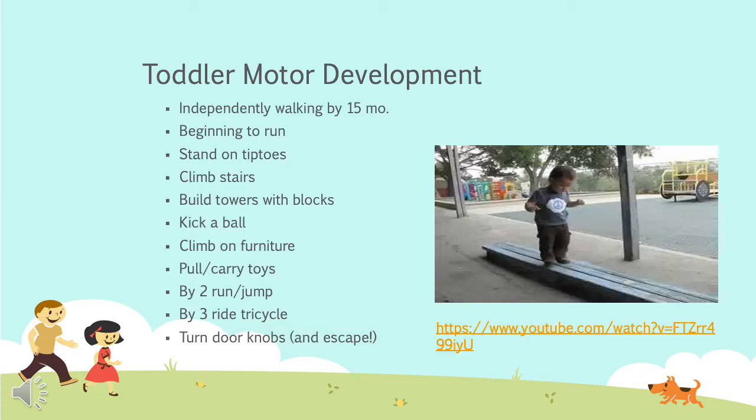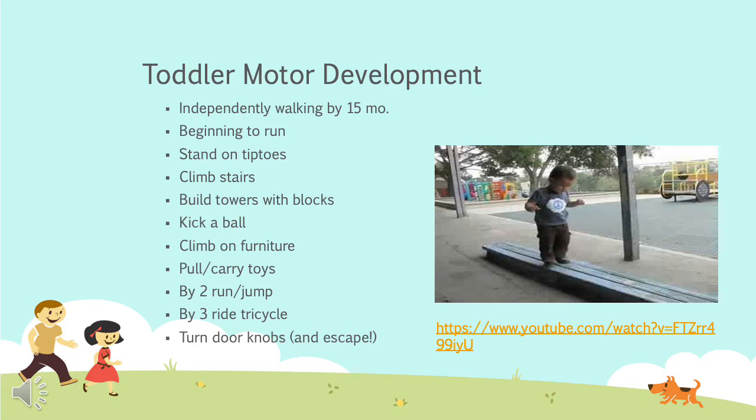Motor development for a toddler. Motor development is composed of two different categories. Gross motor, which is the large muscle, so running, jumping, standing, that's gross motor. And then fine motor, which is composed of hand manipulation, usually the smaller muscles. Motor development for a toddler is happening at a very fast pace.